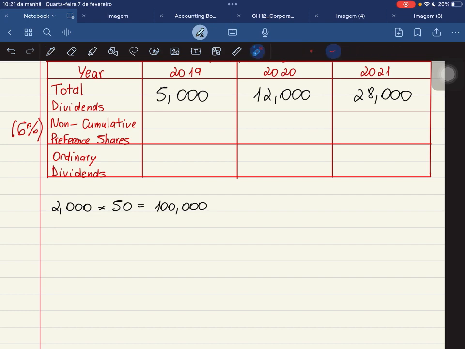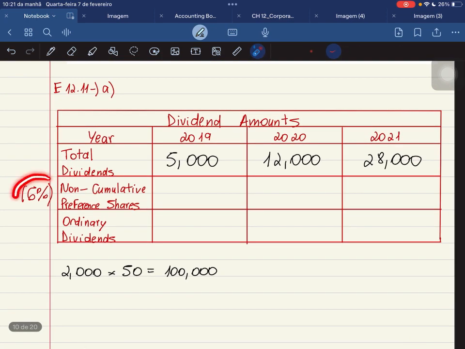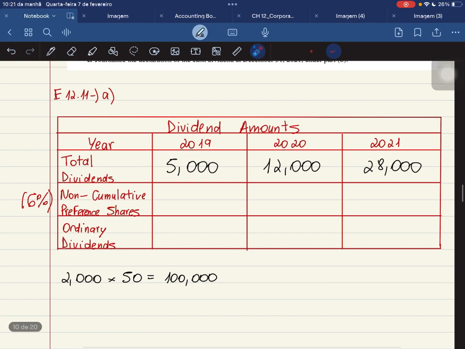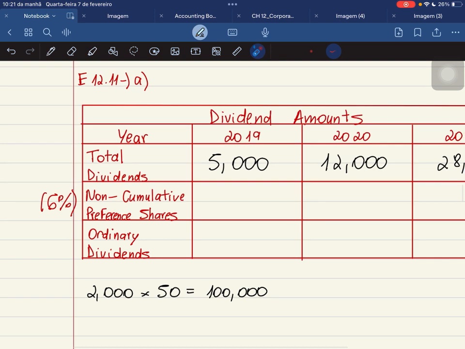This 100,000, this is the value that we're going to be multiplying by whatever rate that is over here. So for this one over here, the non-cumulative preference shares, what do you do? You just do this 100,000 times 0.06, and that would give you 6,000, right? But you cannot put 6,000. Why is that? Because you only have 5,000, correct? So over here, you're still going to have 5,000. You're going to take all of those dividends away. Consequently, you're going to have 0 ordinary shares because the total was 5,000.